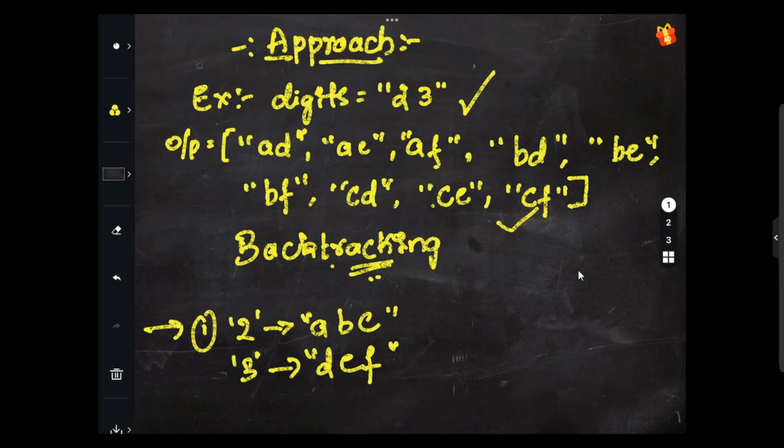So we need to generate all the possible two-letter combinations where the first letter comes from ABC and the second comes from D, E, F. I hope this is clear. We are just mapping 2 and 3 as they have given in the question. First thing is, we are creating a mapping here.